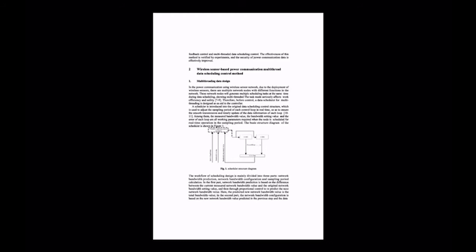In the second part, the network bandwidth configuration is based on the new network bandwidth value predicted in the previous step and the data transmission error value of each loop. At the same time, according to the importance of each control loop established long ago, it configures the network bandwidth value of each loop in real time.